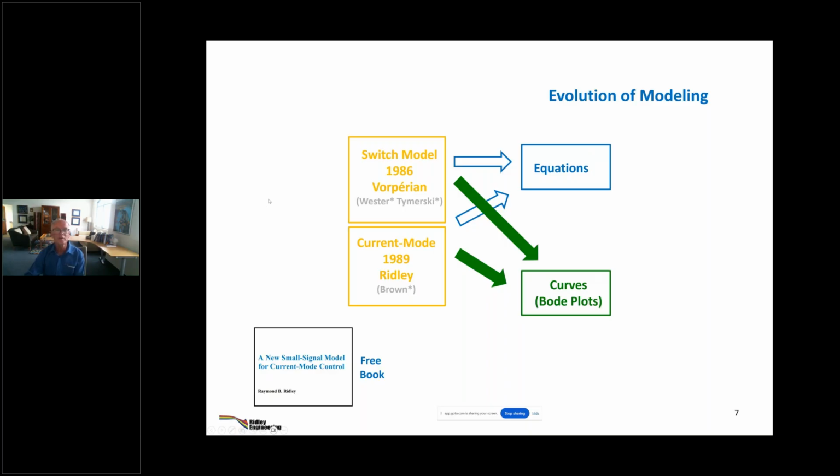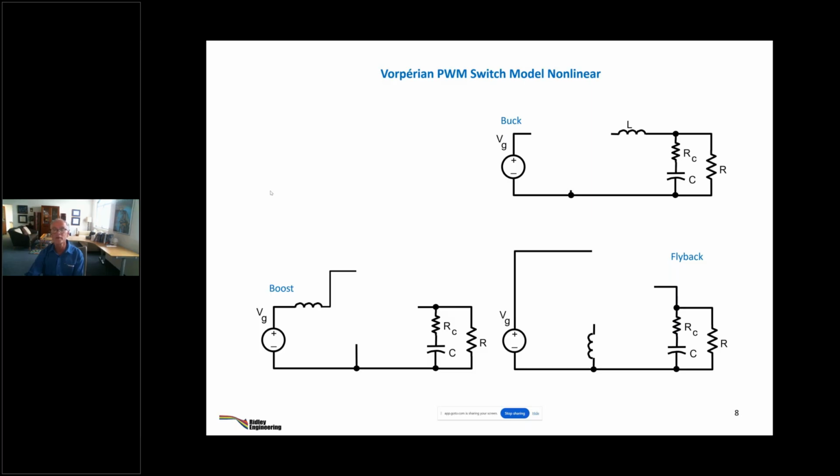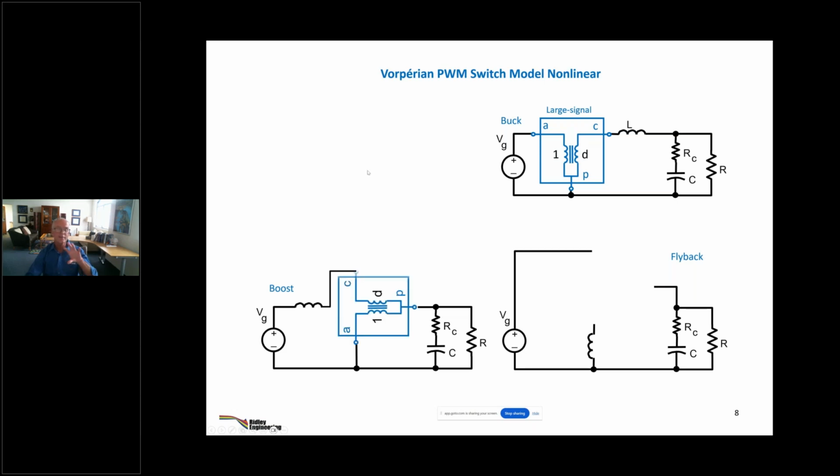What did Vorperian do that was different? Well, he had the buck and the boost and the flyback, just like Vincent Bello did and Unitrode did. He had his little model in the buck converter, which looked exactly the same as what Vincent Bello was doing. But then his model in the boost, well, he took the same 3-terminal device here and rotated it on its side. Instead of doing a different device, which is what Bello and Unitrode did, he just turned it on its side. And then he did that again for the flyback converter.